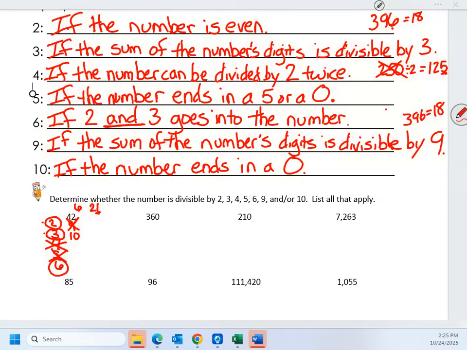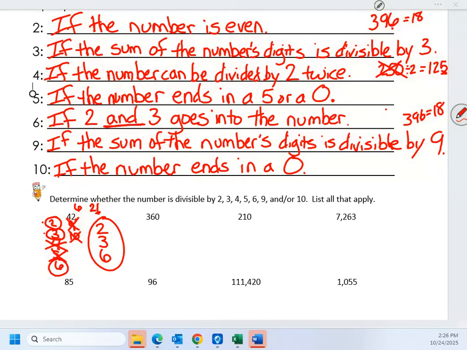And for the 10, does it end in a 0? It does not end in a 0. So I look at which numbers I circled. I circled the 2, the 3, and the 6. So I know that my number is divisible by 2, 3, and 6. So I'm going to rewrite those in my answer so I can clearly show what numbers it is divisible by.